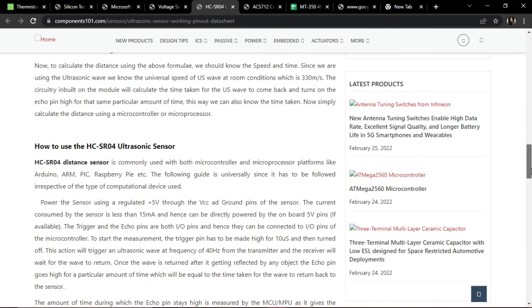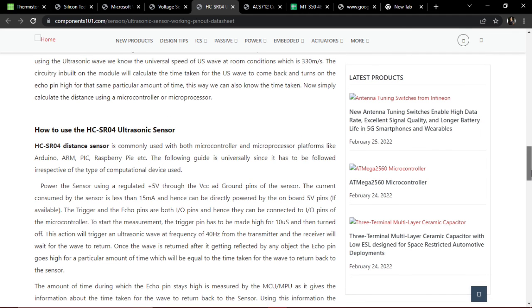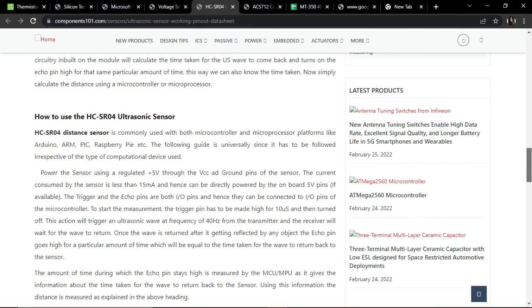How to use the ultrasonic sensor? This sensor is commonly used with both microcontroller and microprocessor platforms like Arduino, ARM, PIC, Raspberry Pi, etc. The following guide is universal since it has to be followed irrespective of the type of computational device used. Power the sensor using a regulated 5 volt on the VCC and ground pins. Current consumed by the sensor is 15 milliampere and hence it can be directly powered by an on-board 5 volt pin.